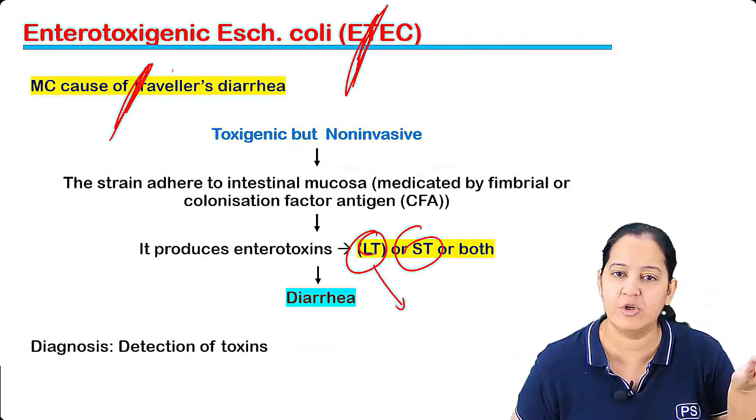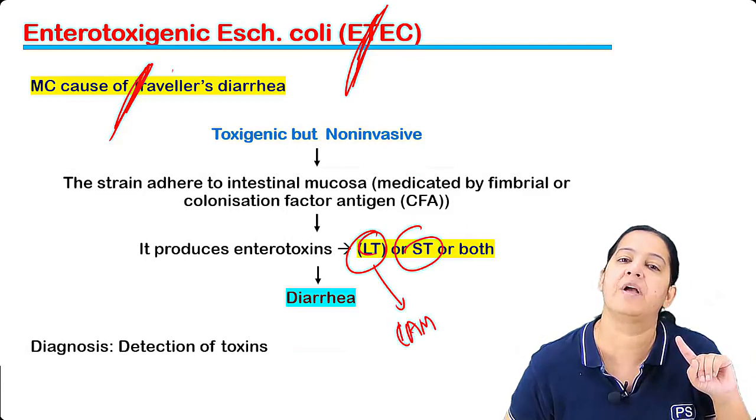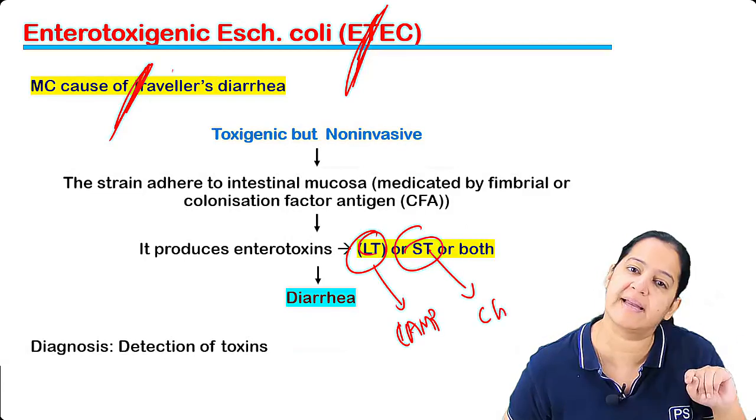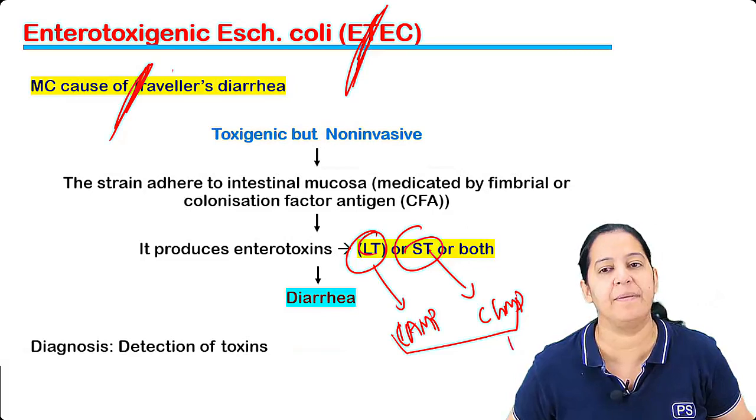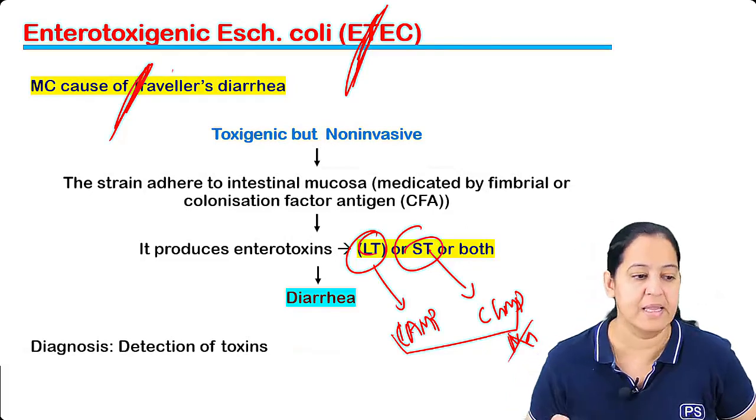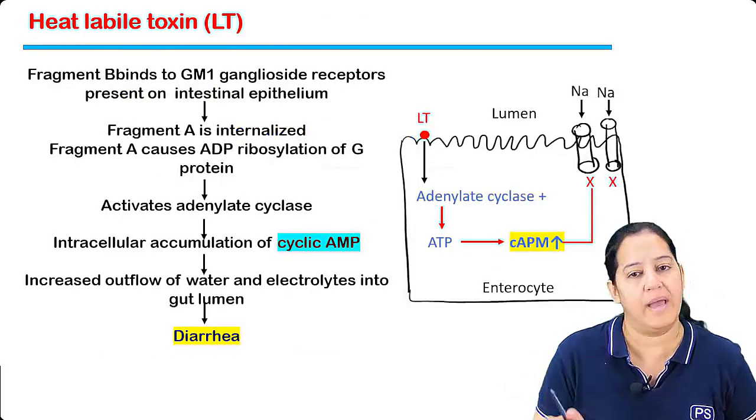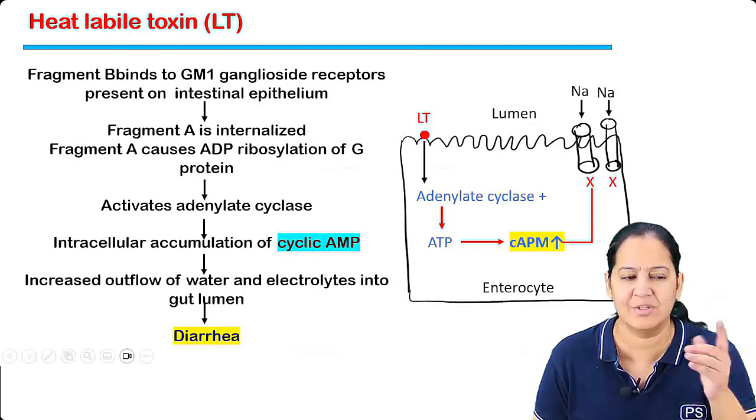You know what LT does? Say, ma'am, it increases cyclic AMP. What does ST do? It increases cyclic GMP. And ultimately, cyclic AMP and GMP, by inhibiting sodium channels, cause the diarrhea. The same is shown here. Don't just learn it, understand it.